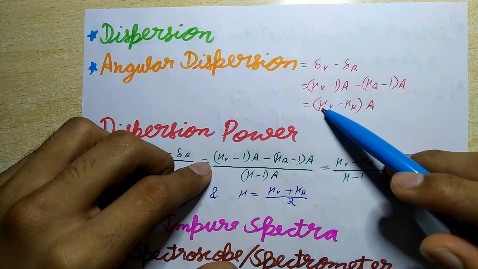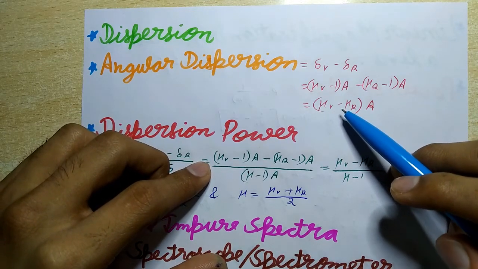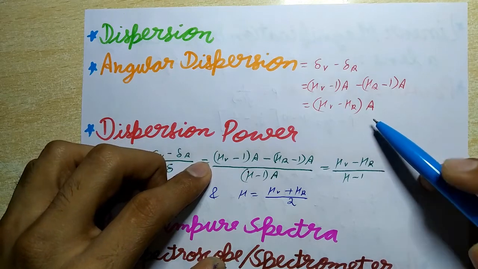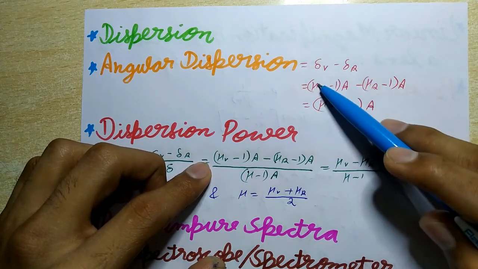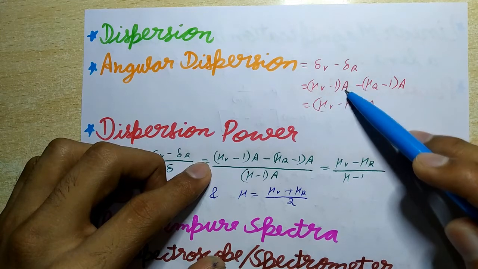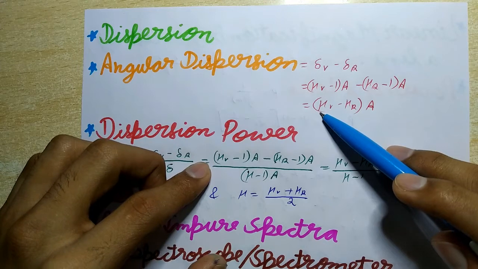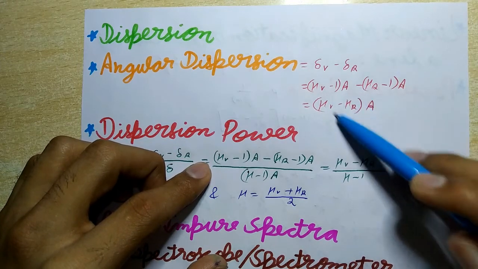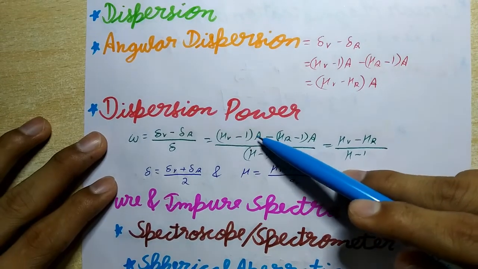The angular separation between the two extreme colors, violet and red, in the spectrum is called angular dispersion. So its formula is δV minus δR, which equals (μV minus 1) into A minus (μR minus 1) into A, and finally we will get (μV minus μR) in the bracket into A.